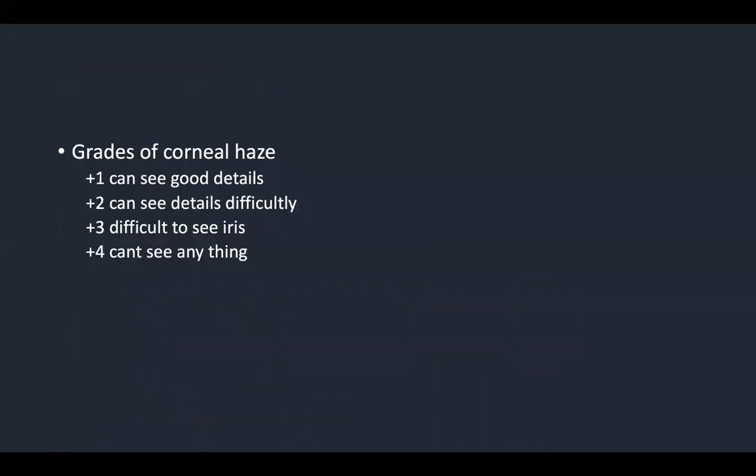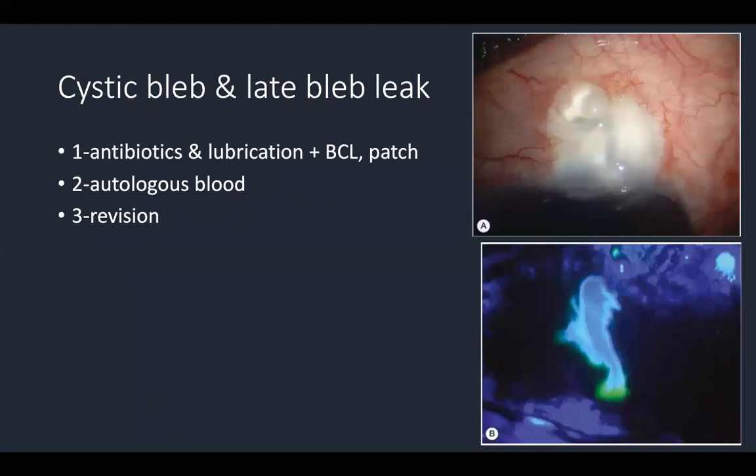Corneal haze, you know the grading, and this quick one is showing late leak. The patient was operated like 6 years back, and this is the bleb. This is a cystic bleb with a very thin avascular appearance. You have to check for leak and any signs of infection. She was presenting with pain and epiphora.